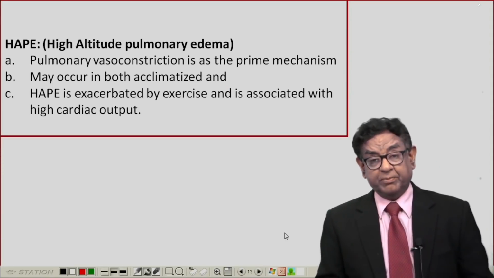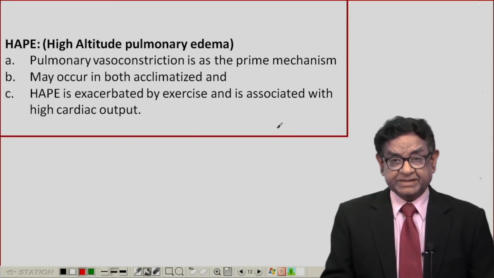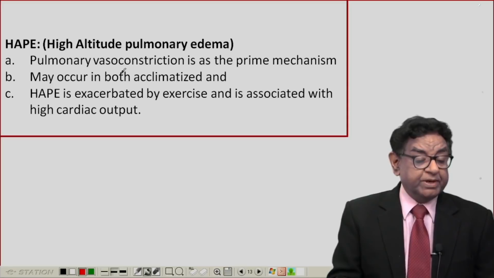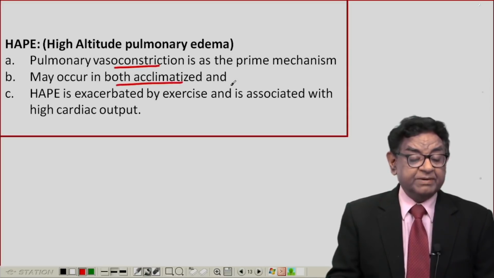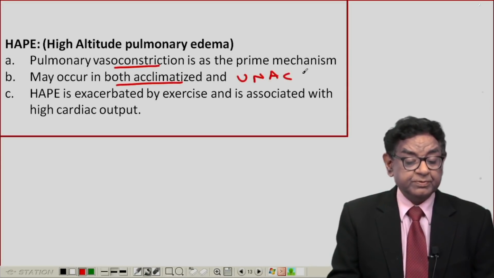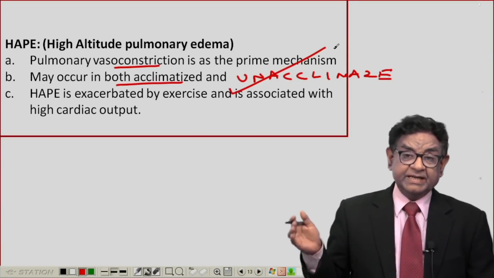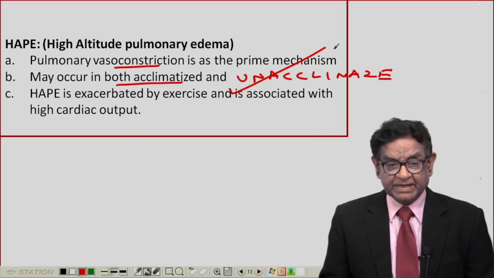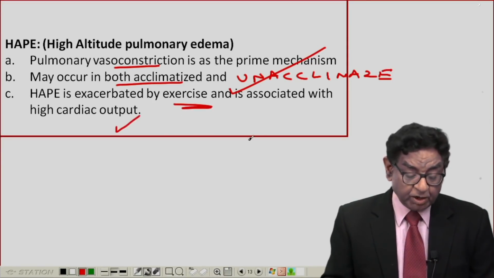Well, high altitude pulmonary edema. It's a type of ARDS which occurs in those people who go to great heights, and suddenly the patient can develop ARDS. What is the main reason? Pulmonary vasoconstriction is the prime mechanism by which this problem occurs. And remember, this can occur in both acclimatized and unacclimatized people also. But it is much more common in those who are unacclimatized and those people who suddenly go to great heights. It is exacerbated by exercise and associated with high cardiac output.